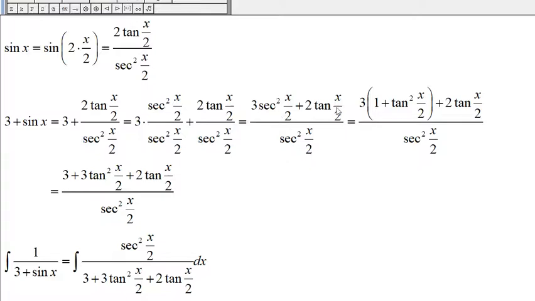Secant squared is 1 plus tangent squared. Three times 1 is 3. 3 times tangent squared is 3 tangent squared. And then we have 2 tangent of x over 2.